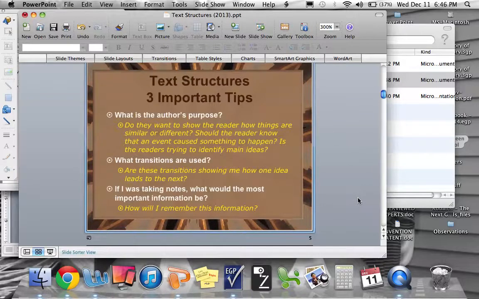To help us figure out what the text structure is, the three tips are: number one, what is the purpose? What does the writer want the reader to know? Is it something that's similar or different? Are they trying to figure out what caused something to happen? Are they trying to look for main ideas? What are some of the transition words that are being used? And third tip is, if you were taking notes to study for a test, what would your essential information be? How would you remember this information?